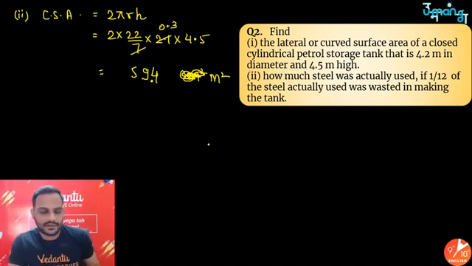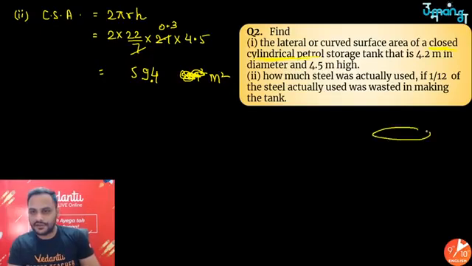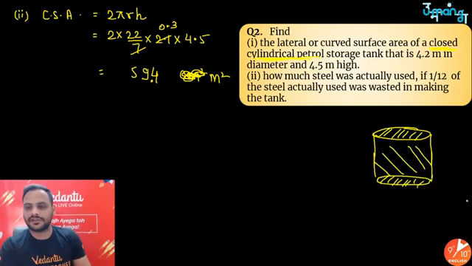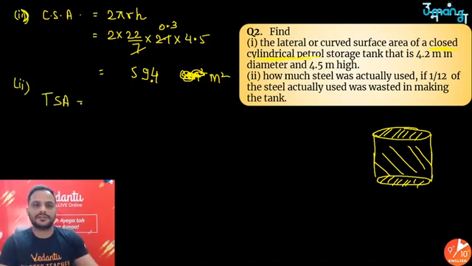As you can clearly see, it is a closed cylindrical tank. That means this tank's curved surface area is made up of steel, as well as the top and the bottom. So the actual steel which we require will be equal to the TSA. For the second one, we need to find the TSA of this part.